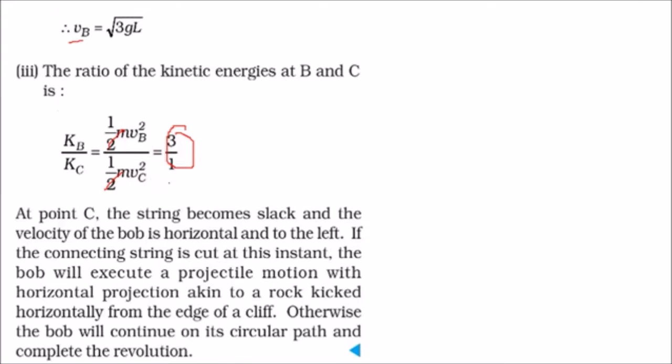So at point C, the string becomes slack and the velocity of the bob is horizontal to the left. If the connecting string is cut at this instant, the ball will execute a projectile motion with horizontal projection, akin to a rock kicked horizontally from the edge of a cliff. If you have a cliff and you happen to kick a rock, the way it goes, the same way this is going to go.